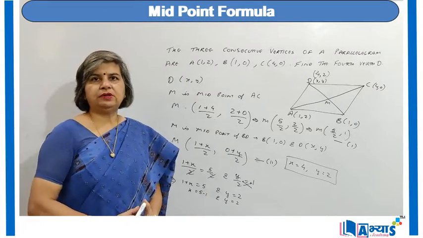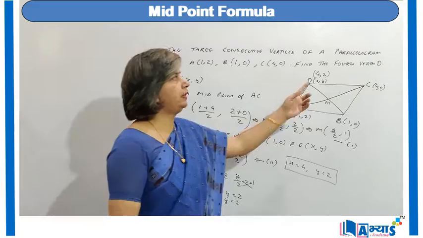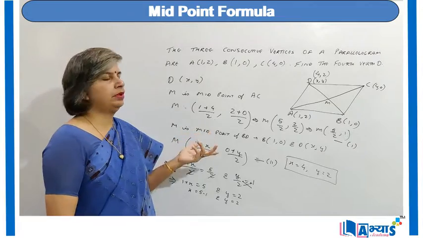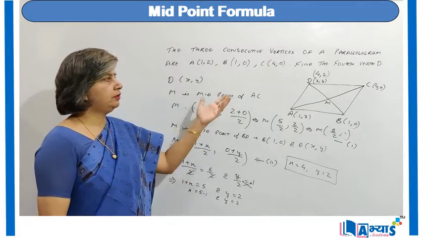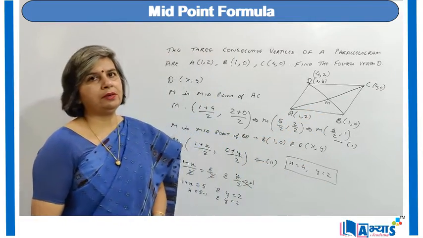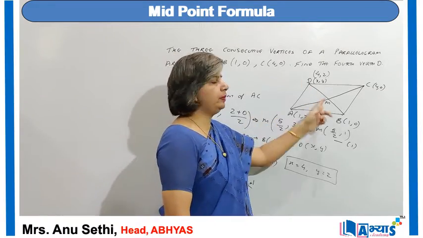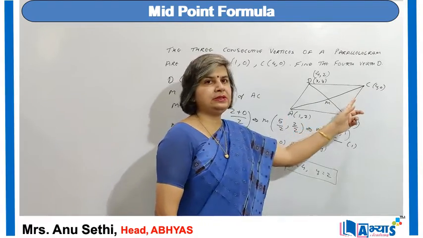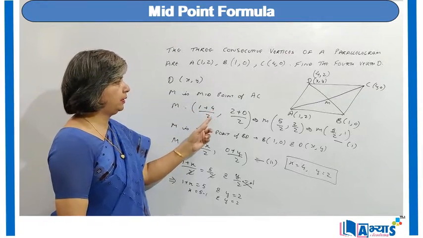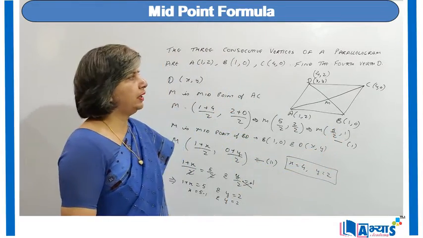We were given three vertices, that means A, B and C. The coordinates of A, B and C were given to us and we were supposed to find the coordinates of D. For this we have used the midpoint formula to find the coordinates of the midpoint when the coordinates of the endpoints are known to us. We have taken M because we know that the diagonals of a parallelogram bisect each other. So M is the midpoint of AC and also the midpoint of BD. Using the coordinates of A and C, we found the coordinates of M, which were 1 plus 4 divided by 2 and 2 plus 0 divided by 2. So M came out to be 5 by 2, 1.